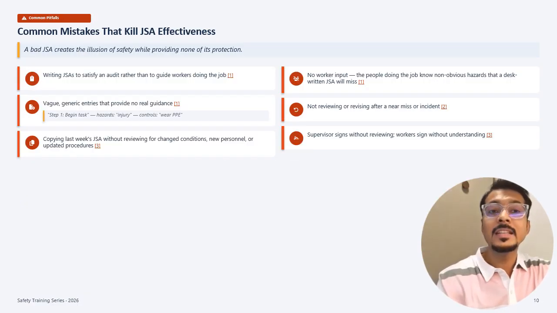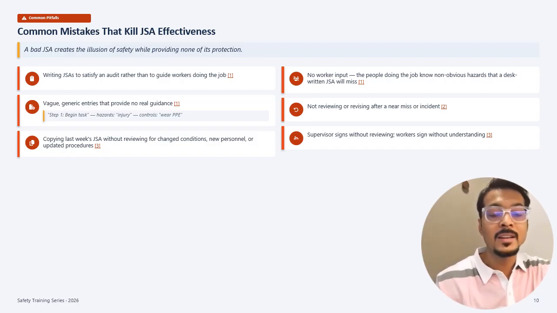Common mistakes that kill JSA effectiveness. A bad JSA creates an illusion of safety while providing none of the practical protection. One, writing the JSA to satisfy an audit rather than to guide the worker going into the job. Words are generic and tricky and provide no real guidance. Step, beginning, stack, hazard, injury, controls, wear PPE. That's all. No, not like that.